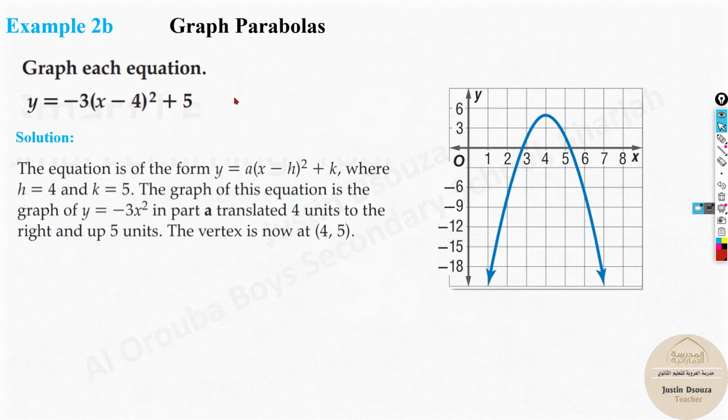Okay, I can see the h and k vertex. Vertex is very important, by the way. This is the minus 4 and 5. Sorry, 4 and 5. Minus is already there in the formula. Vertex is 4 and 5.